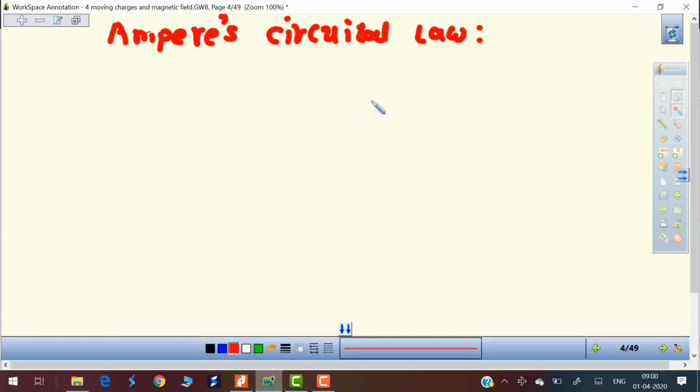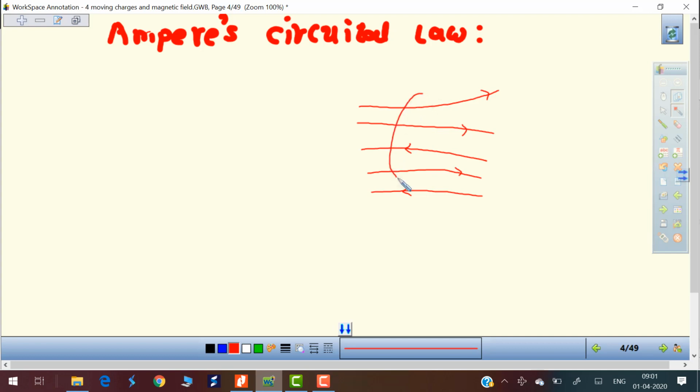What is that? So suppose you have many current conductors. I take it a little bit different from the text for better understanding. So these are the current carrying conductors. And now we take one loop. These currents are I1, I2, I3, I4, I5.